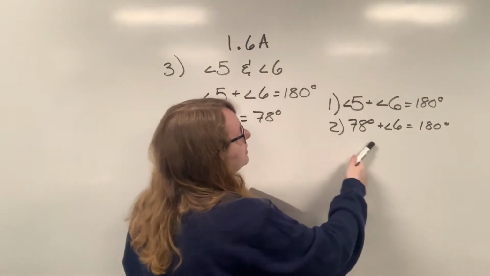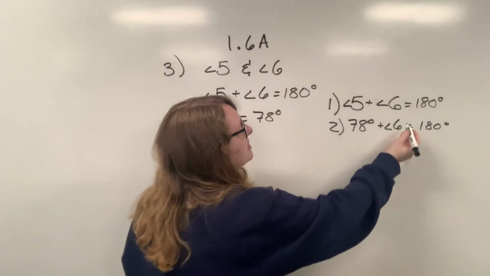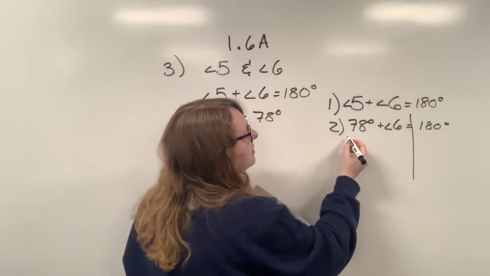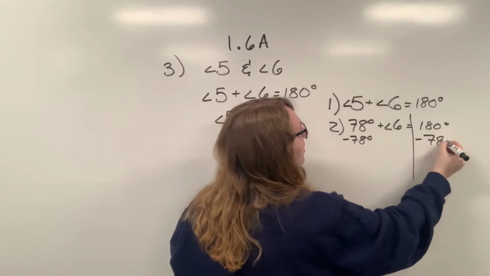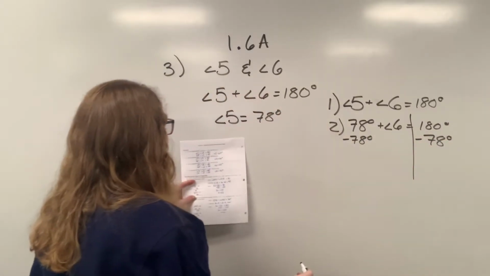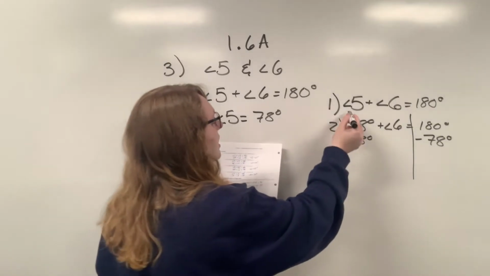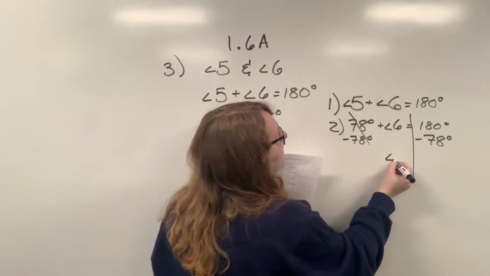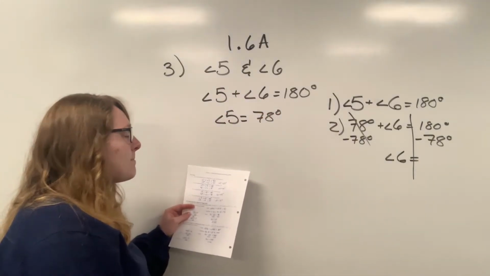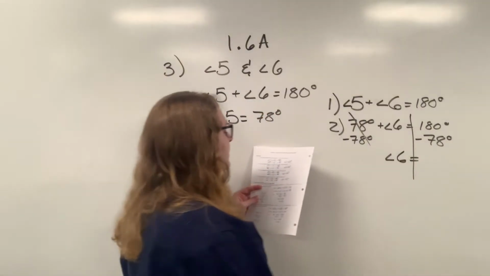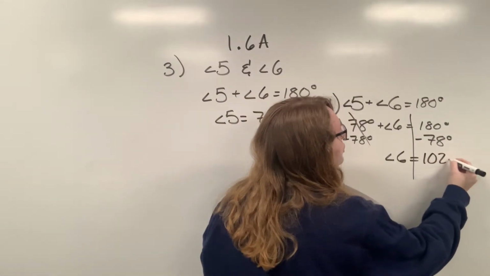And then we're going to treat angle 6 like it's a variable. Since we're adding 78, we have to subtract 78 degrees once on each side of the equal sign. Plus 78 minus 78, those cancel. So we're just left with our angle 6 or our variable. And 180 minus 78 is going to give us 102 degrees.